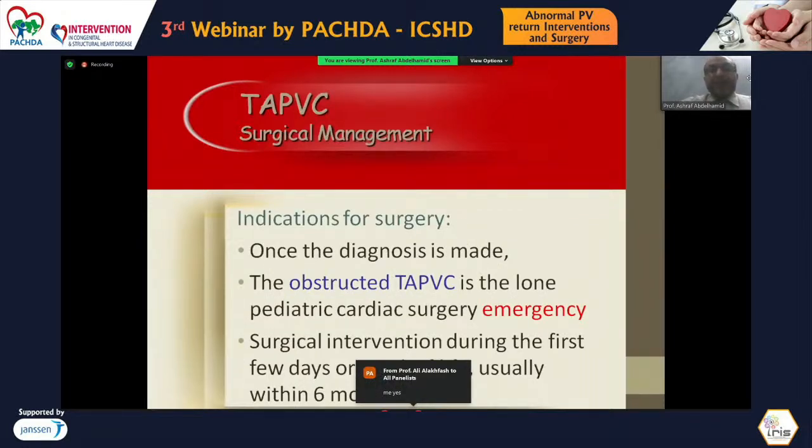The indication for surgery is the diagnosis. Once the diagnosis is made, we should go to surgical repair. However, obstructed total anomalous pulmonary venous connection may be the non-pediatric cardiac surgery emergency, because we cannot go for medical management, cath management, or any management other than surgery. Surgical intervention is usually during the first few days or weeks of life.